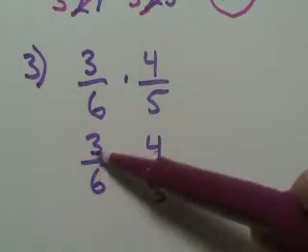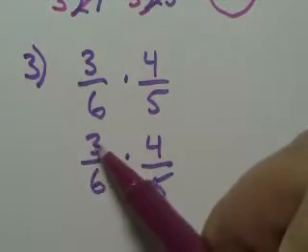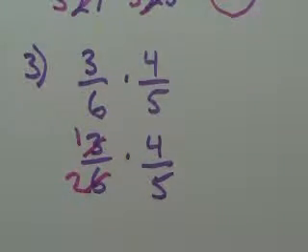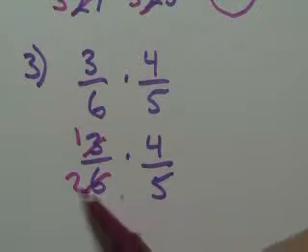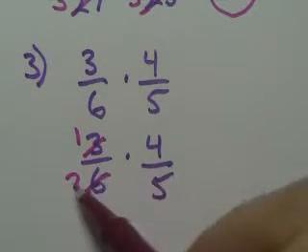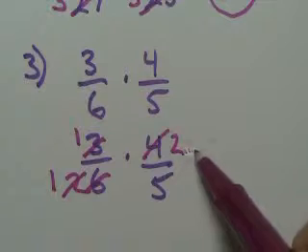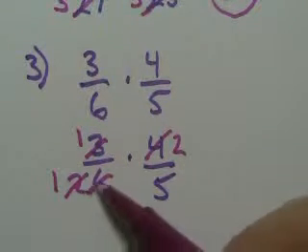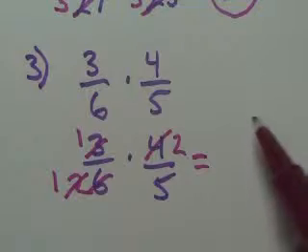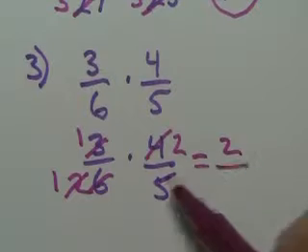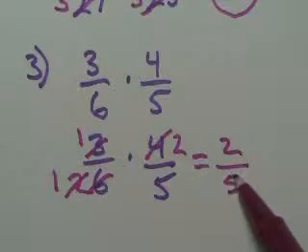Notice right away that 3/6 can be reduced, because 3 goes into both of those. 3 goes in here once, and 3 goes in here twice. Now here's where it gets a little tricky. Notice that 2 will go into 4, because this is now a 2. It's not a 6 anymore, it's a 2. 2 will go into 4. Watch this. 2 will go into 2 once, and 2 goes into 4 twice. So see that I reduced a couple of times. You're allowed to do that. All right, on the top I have 1 times 2, that's 2. And on the bottom, 1 times 5, that's 5.